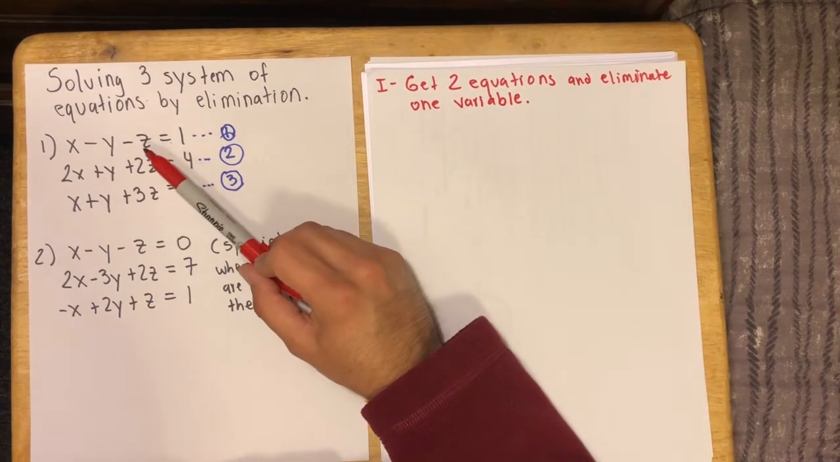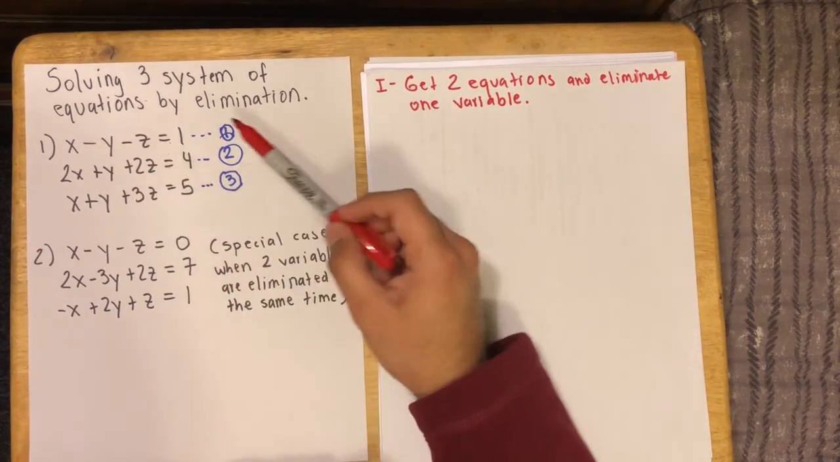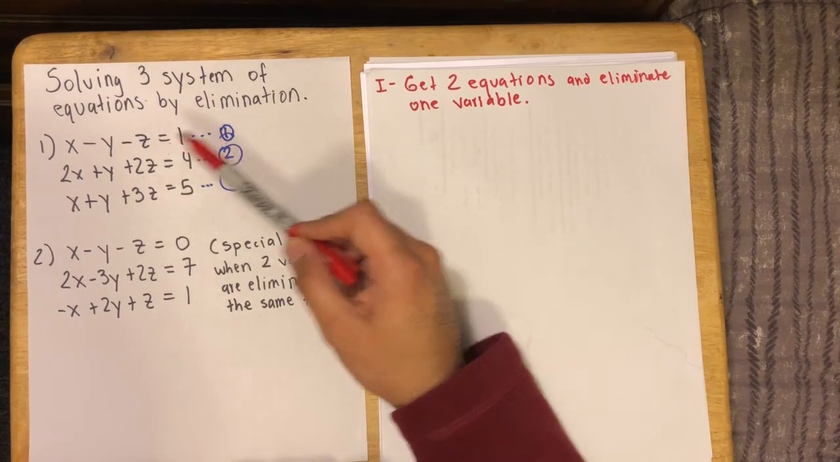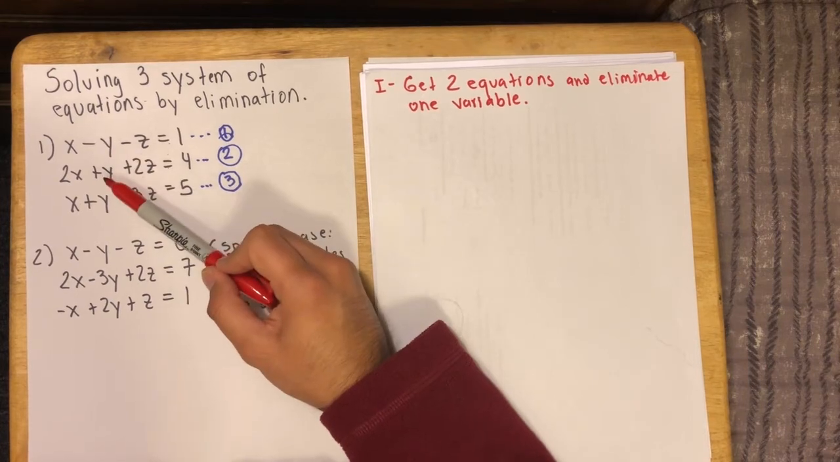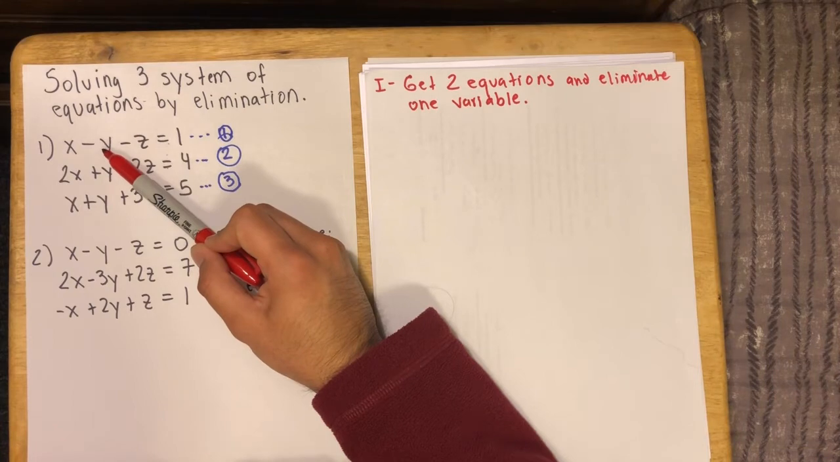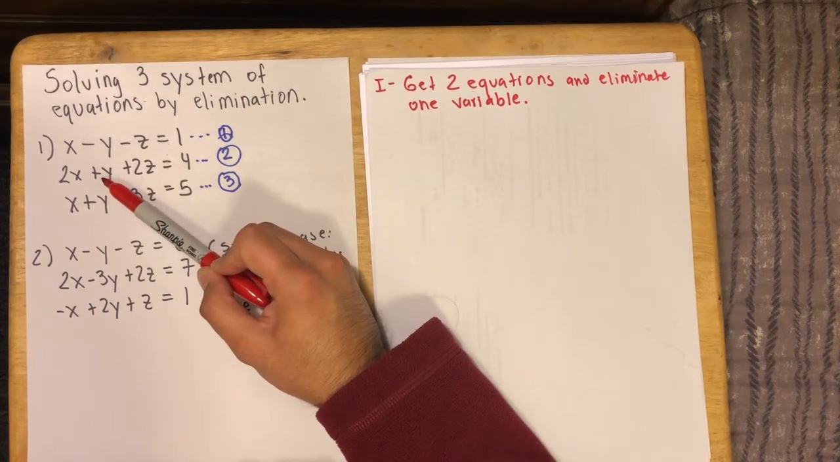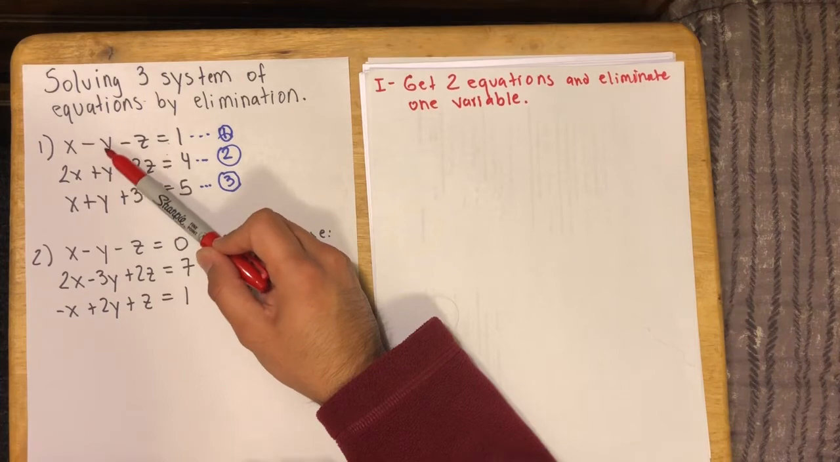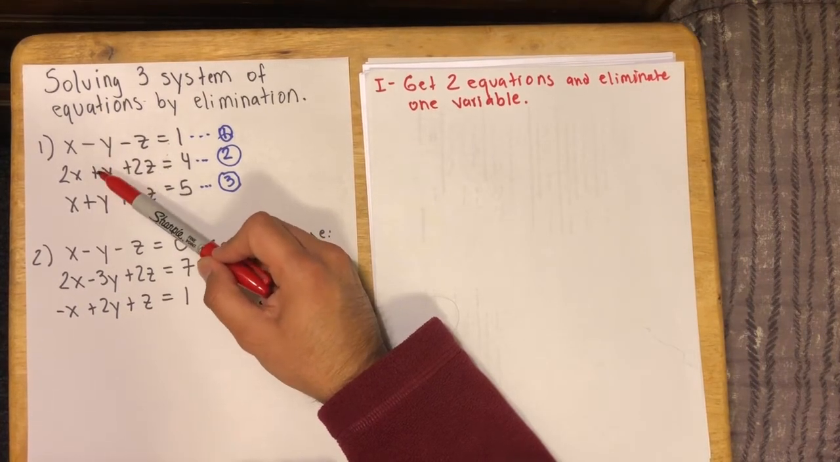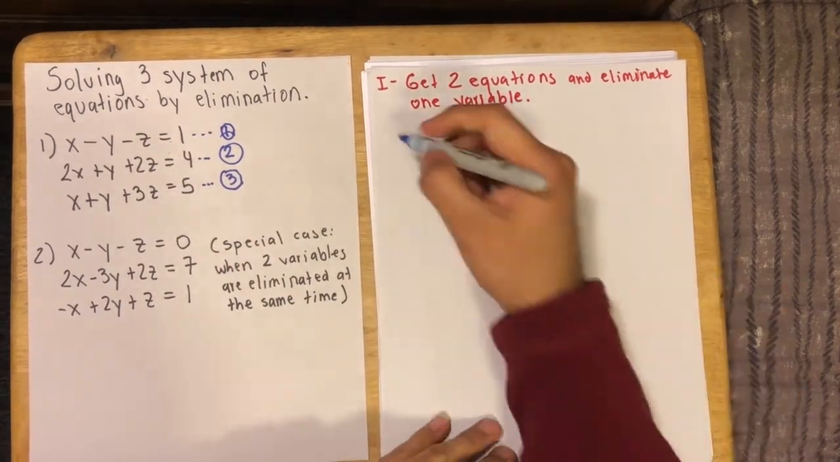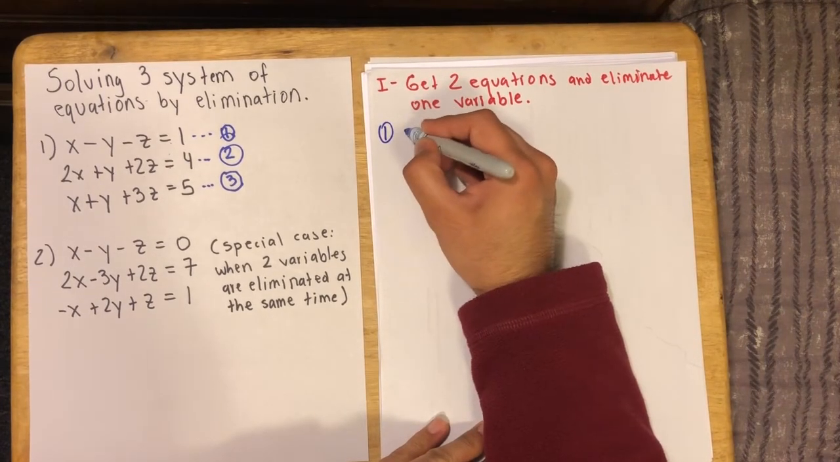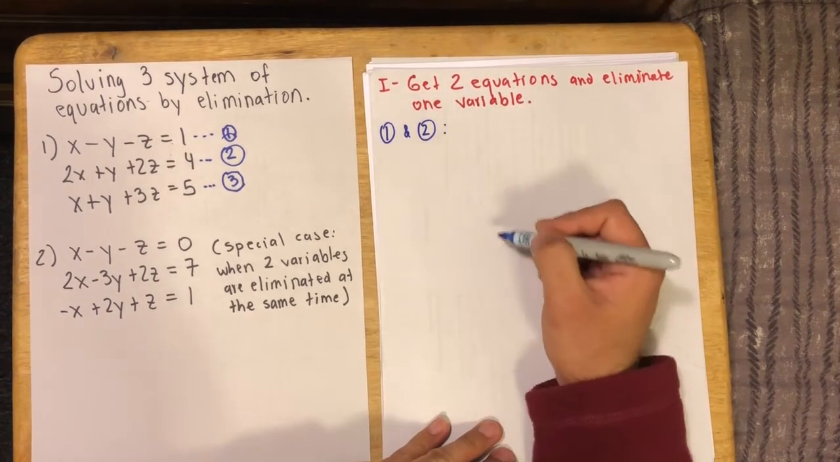It doesn't matter as long as you eliminate one of the variables. Let's take a look here. In this case, if I pick equation 1 and 2, I could very easily eliminate the y from the first equation and the y from the second equation, because this y is already negative and this y is already positive. All I have to do is combine these two equations together so the y's will cancel, because one is negative and one is positive.